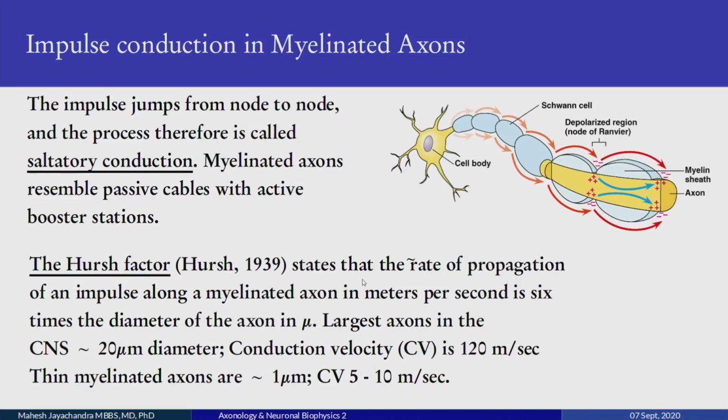Hirsch in 1939 found an empirical law that states that the rate of propagation of an impulse along a myelinated axon per second is 6 times the diameter of the axon in mu. So the largest neurons in the central nervous system are approximately 20 mu in diameter, and their conduction velocity is 120 meters per second. Thin myelinated axons are approximately 1 mu in diameter, and their conduction velocity is only 5 to 10 meters per second.